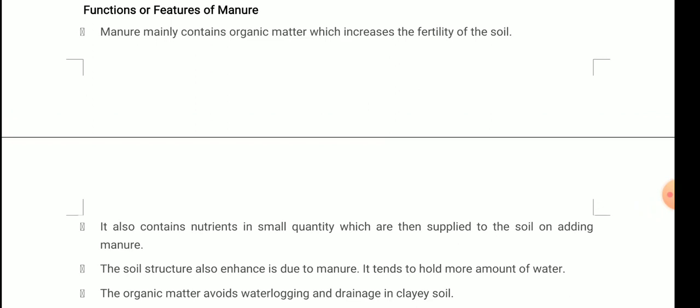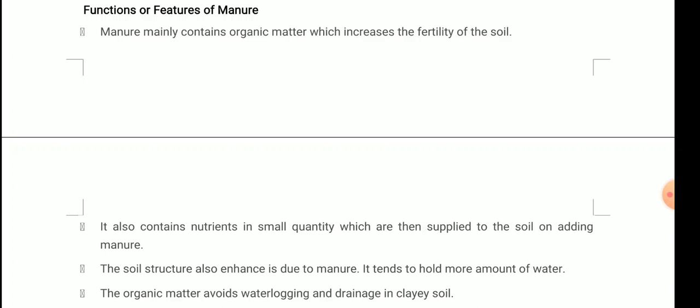The soil structure is also enhanced due to manure. Why? Because it tends to hold more amount of water. Because the nature of manure is such that it tends to hold more amount of water, so definitely the soil structure is also enhanced. It means the property or the type of crops that is grown can also be varied. The organic matter avoids water logging and drainage in clayey soil.